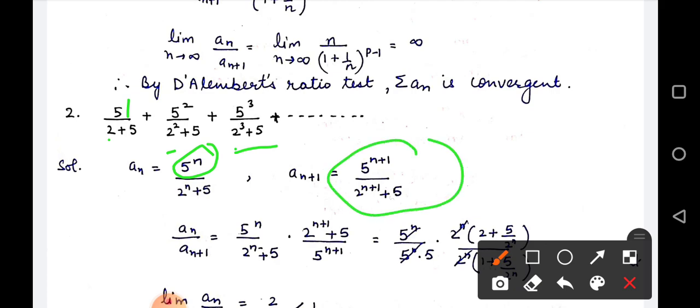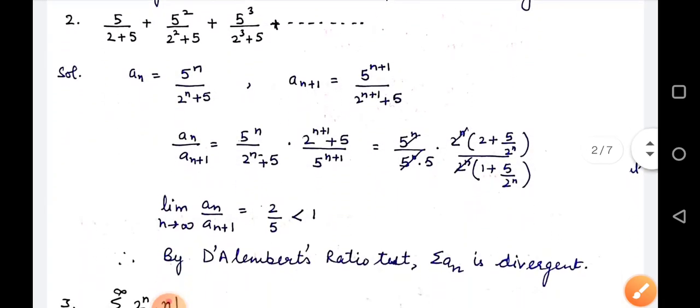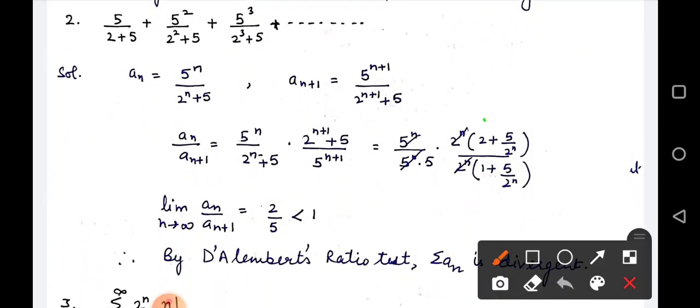So here we have the ratio an upon an plus 1. Common out 5 to the power n from here, so you are left with 1 upon 5 here. Here, common out 2 to the power n. If we take 2 to the power n common from the top, you are left with 1 upon 2 plus 5 upon 2 to the power n. And from below, if we take 2 to the power n common, it is 1 plus 5 upon 2 to the power n. So 2 to the power n cancels out.